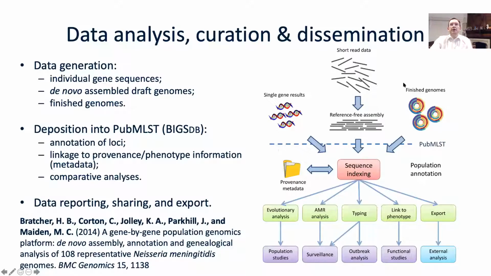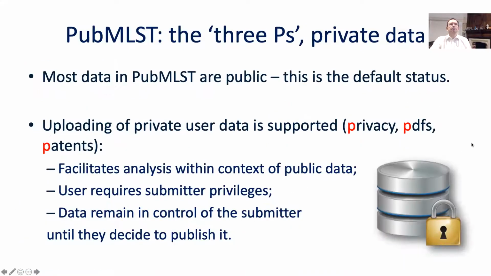So, as I say, we can combine a whole variety of different types of data that we can submit into the sequence bin where it's stored. We can index those sequences and link them by a process of annotation, what I like to call population annotation. So every locus of every member of a population can be annotated and defined and combined together for a variety of different applications: evolutionary analysis, looking at AMR, typing, linking to phenotype, and exporting the data for external analysis through the API, giving us a range of different functions. And again, we've published this as the gene-by-gene population genomics approach, which has been adopted widely by others as well.